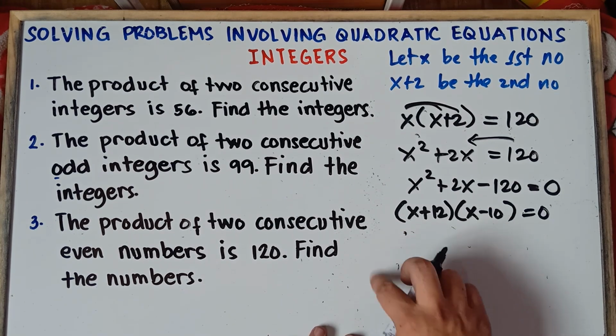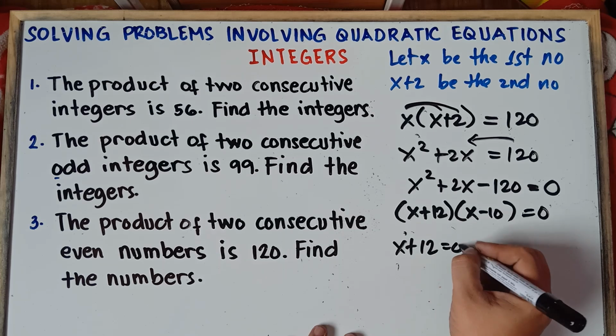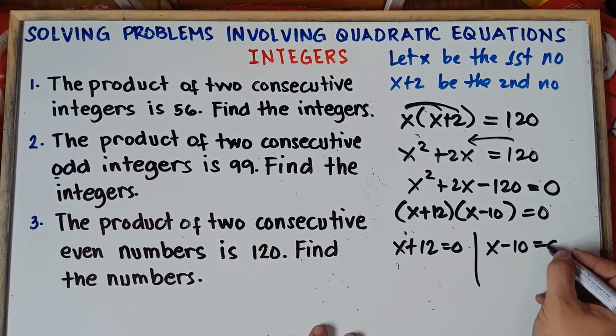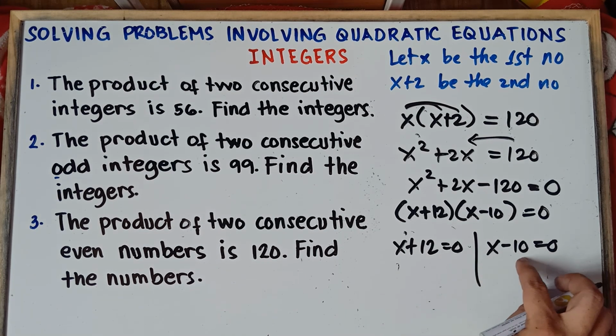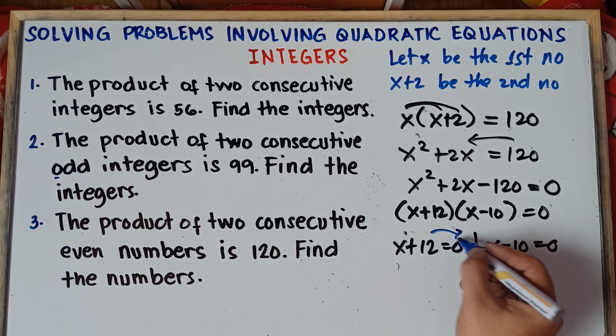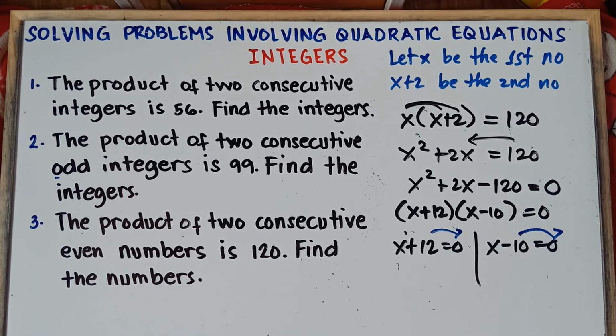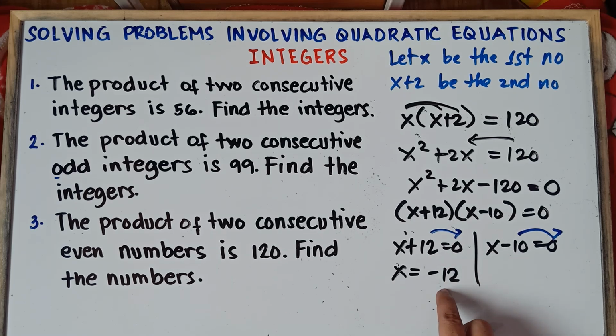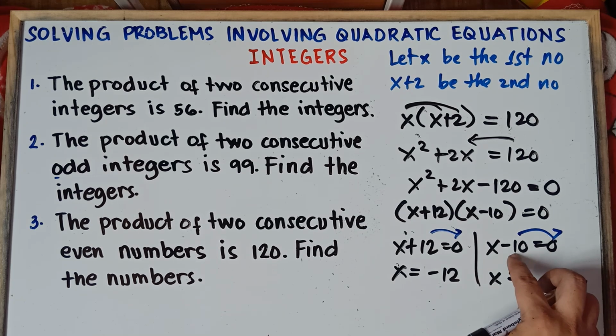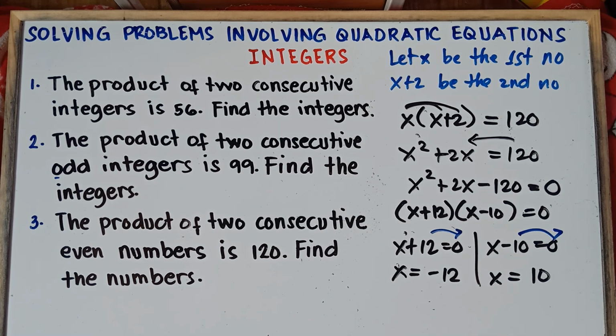Alright, and then equate each factor to 0. x plus 12 equals 0. The other one, x minus 10 equals 0. And then transpose this 12 from left to right. Same with negative 10, left to right. So this is positive 12, it will be negative 12. Once you transfer from this equal sign, you change the sign. And the other one, x equals, this is negative 10, it will be positive 10. Once again, class, you always select the positive value for x if you're dealing with problem solving. So therefore, our x is equal to 10.